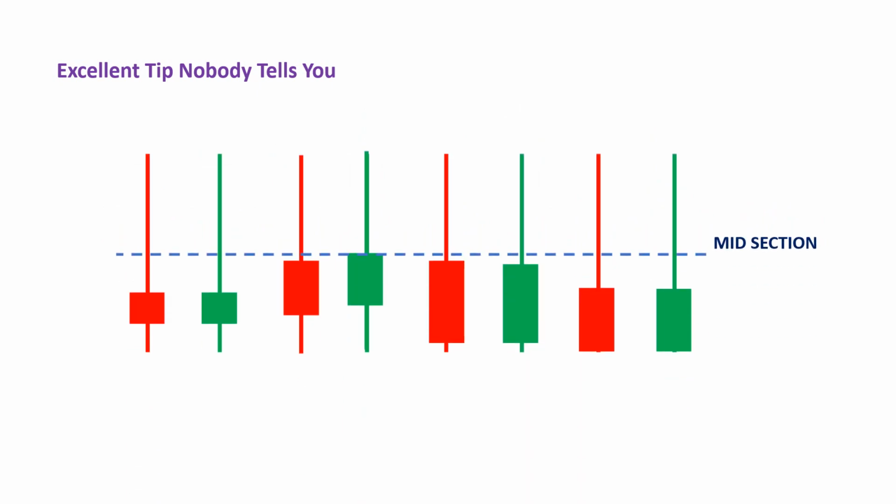Let's assume these are all pin bars and the length of the pin bars is the same. The body of all these pin bars lies below this midsection. You can consider all these pin bars as bearish power pin bars, regardless of the color. However, the strength of the bearishness of each pin bar depends on the combination of the location of the body relative to the total length, the size of the body, and the color of the body.